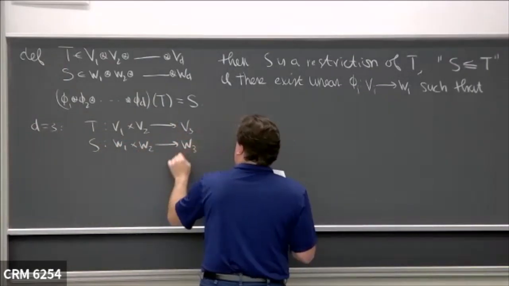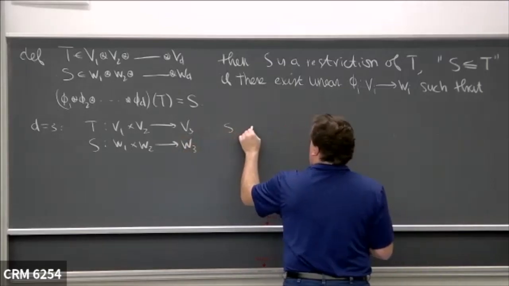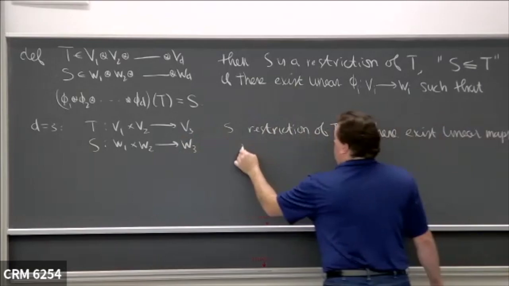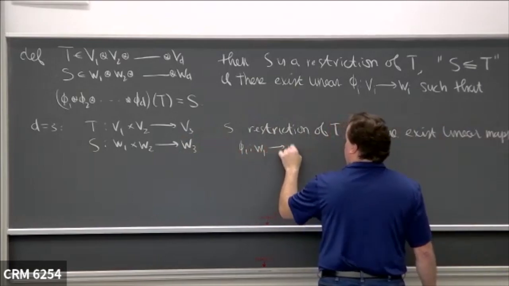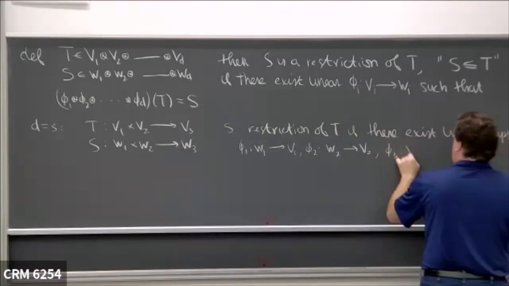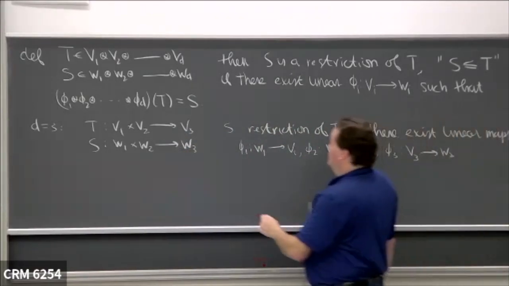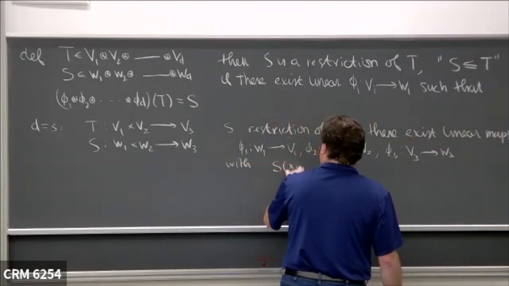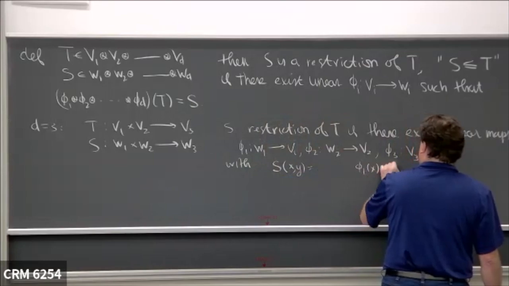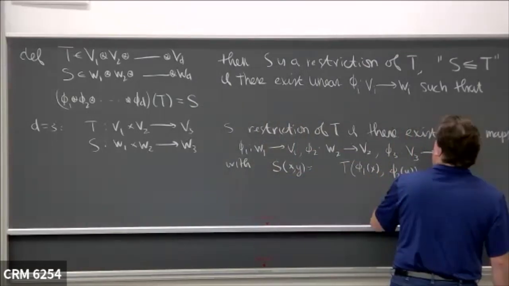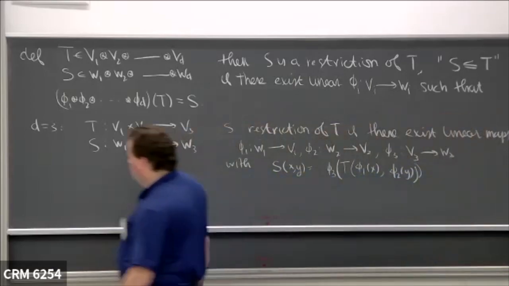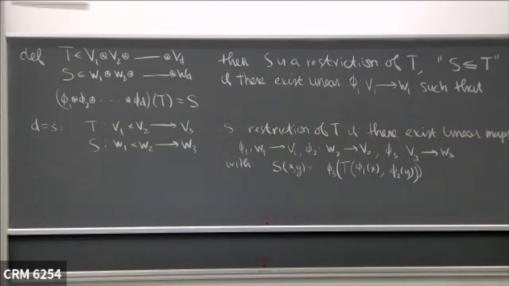In terms of, say, bilinear maps, S is a restriction of T if there exist linear maps phi 1 from W1 to V1, phi 2 from W2 to V2, and phi 3 from V3 to W3, such that to compute S(x, y), I first apply phi 1 to x and phi 2 to y, then apply T, then I'm in V3, and then apply phi 3.